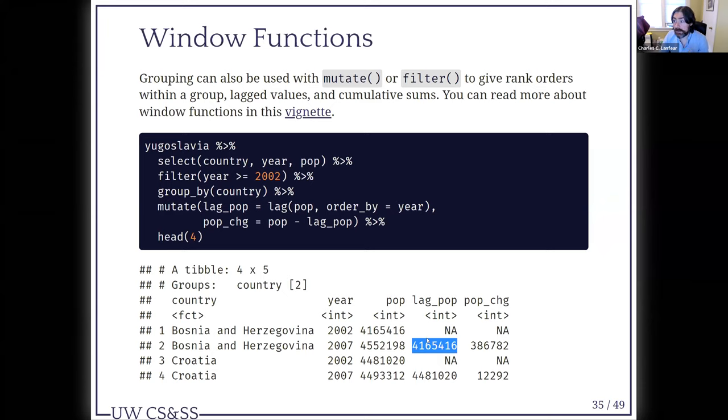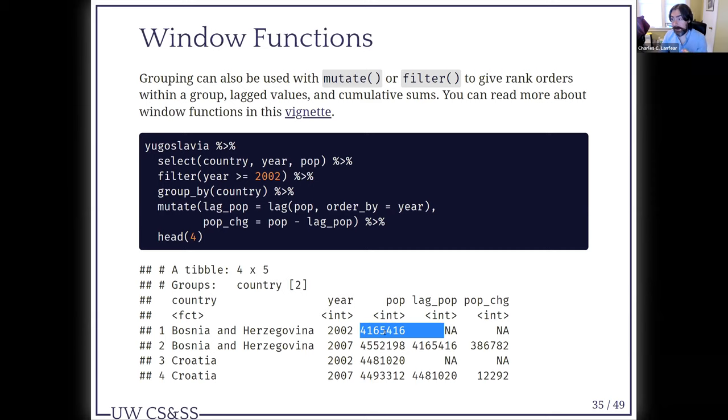Lag just goes and gets the next value up of that variable. So instead of giving me population, it gives the next one up. You can do lag with multiple values and go further back, but this just says, give me the last one. It's kind of a handy function. Then I calculate population change, the difference between current population and last year's, or 2002's, population.